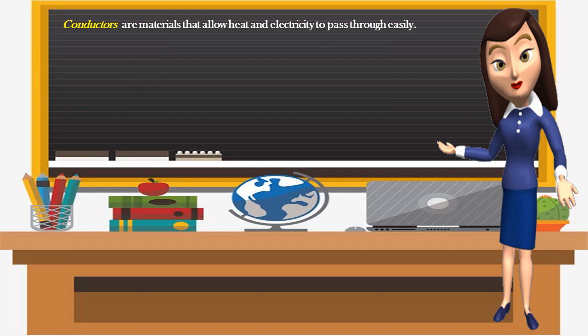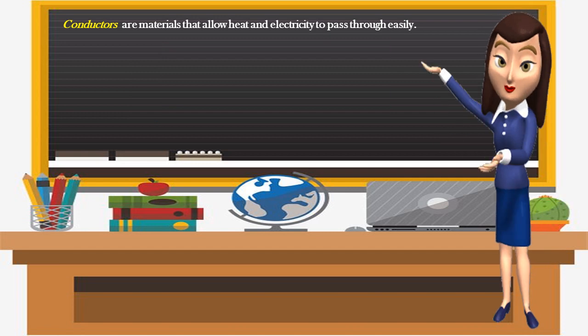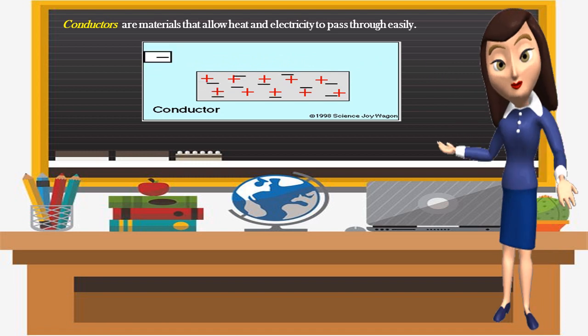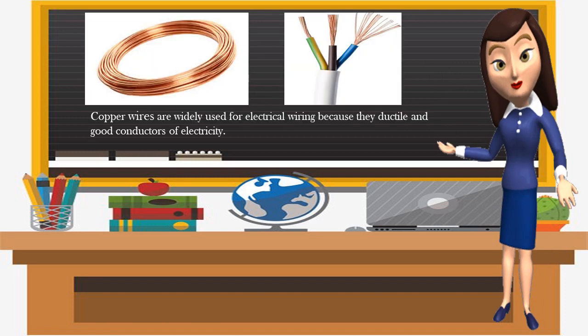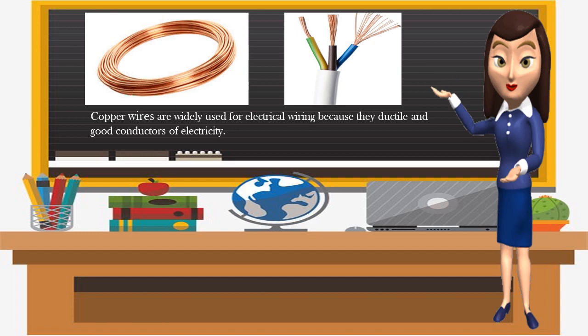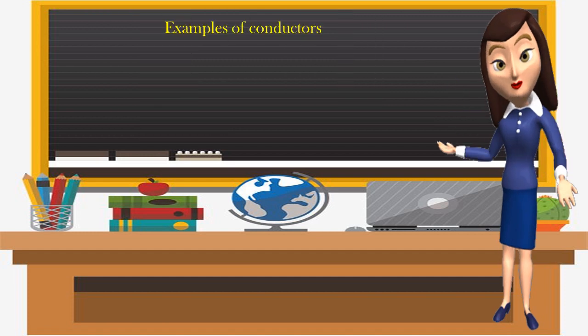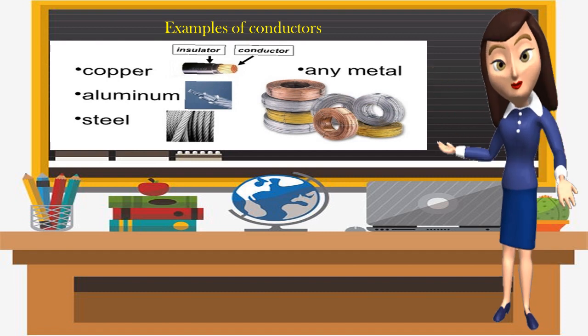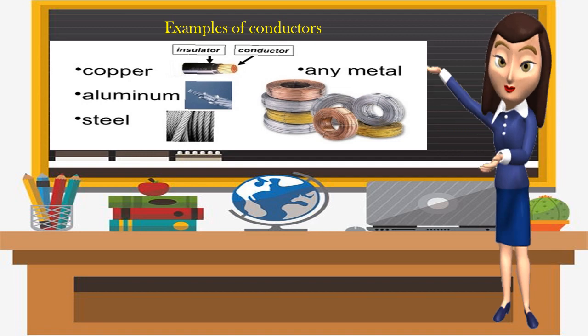Conductors are materials that allow heat and electricity to pass through easily. Copper wires are widely used for electrical wiring because they are ductile and good conductors of electricity. Examples of conductors: copper, aluminum, steel, and any metal. Any metal, ito yung gold, silver, bronze.